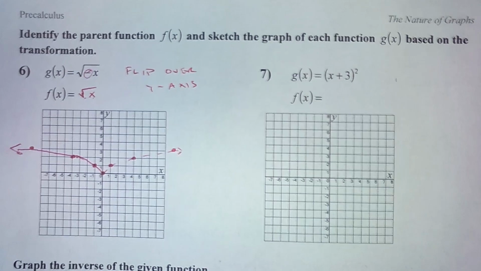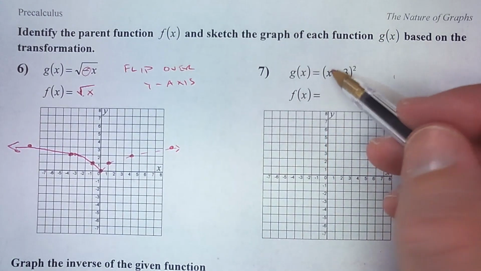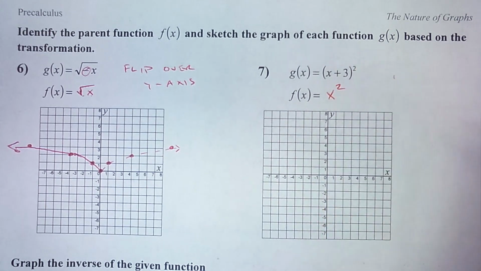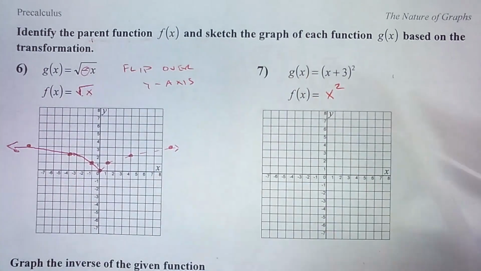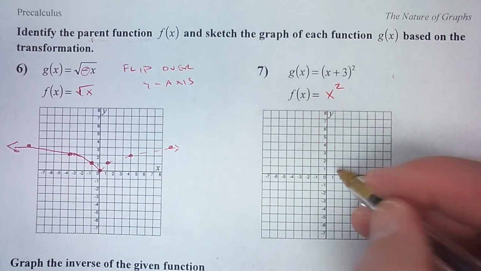And that is what the graph should look like. Okay, then this next one, we've got x plus 3 squared. So f of x equals x squared is the parent function. Okay, so let's graph the parent function.